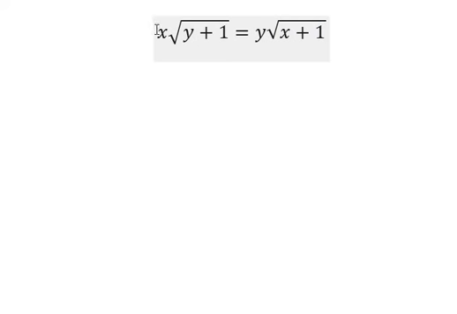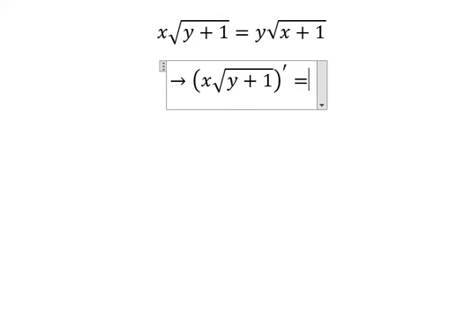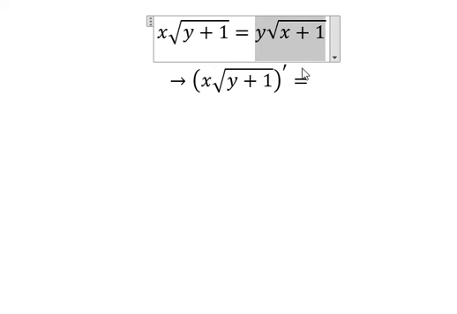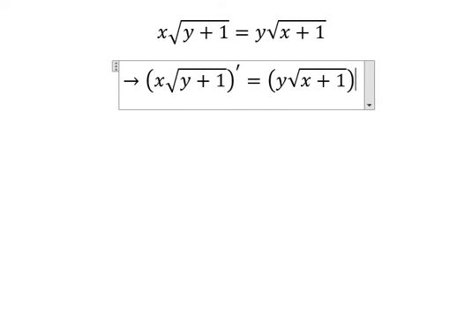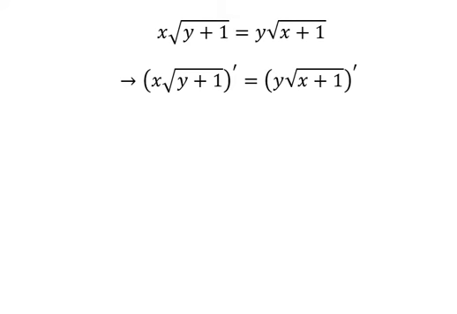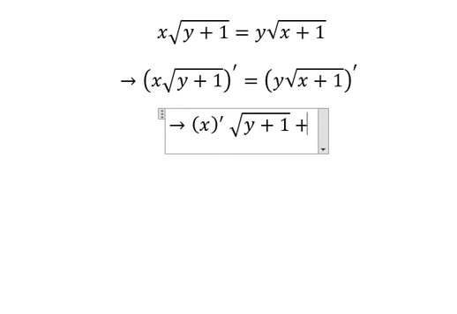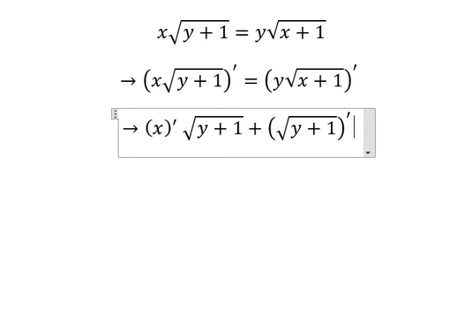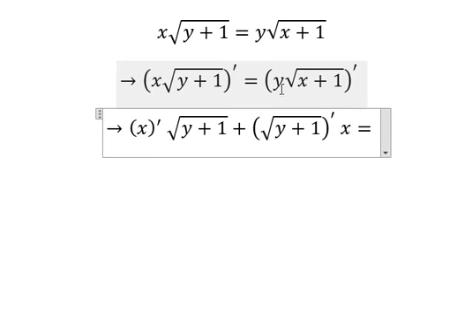So we take the first derivative of both sides. Next, we can apply the product rule of derivative. So, we need to do the first derivative of x multiplied by this one, plus the first derivative of this one multiplied by x. Similar for this one.